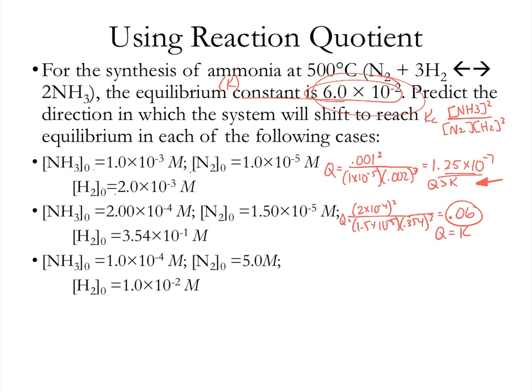This last example, we have 1 times 10 to the negative fourth. We'd square that, divide that by 5, and then times 0.01, and that would be cubed. So when you calculate this, I got 0.002. So in this case, our Q value that was calculated is less than the equilibrium constant, which means our denominator is too large, our reactants are too plentiful, so the forward reaction is favored, and will proceed at a faster rate than the reverse reaction until both reaction rates are equal.